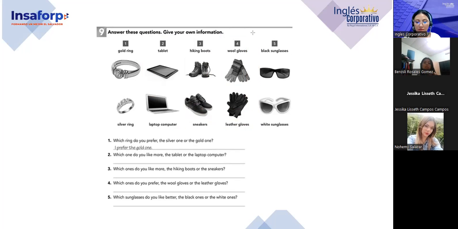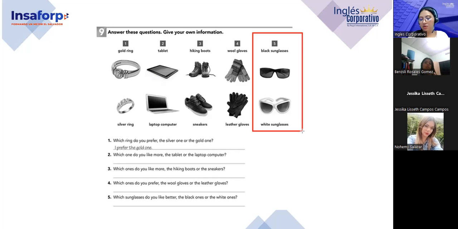In number five, I am going to be comparing sunglasses. What's the difference? The color. Black sunglasses and white sunglasses. ¿Cómo expreso entonces? ¿O cómo pregunto? Ahorita vamos a ver la pregunta.